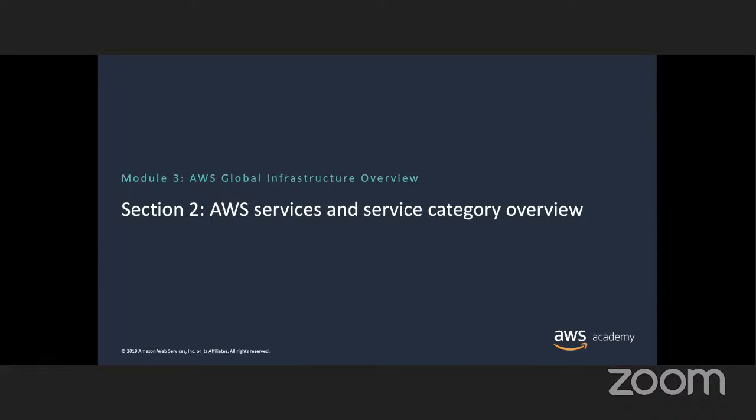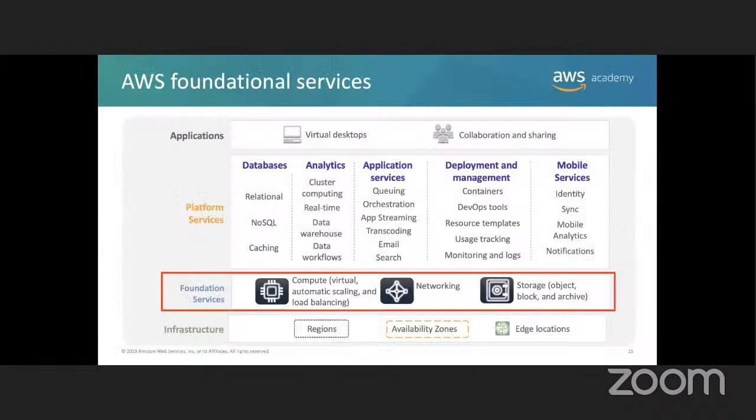Now, module 3, section 2 is AWS services and service category overview. Here we have the services that are part of the foundational part. We're going to see compute, networking, storage. In compute, we're going to see virtual machines, automatic scaling and load balancing. In storage, object, block, and archive. When you say object, block, and archive, we're talking about S3, that's the object, Elastic Block Store, EBS, that's the block, and archive is Glacier. So we're going to see those.